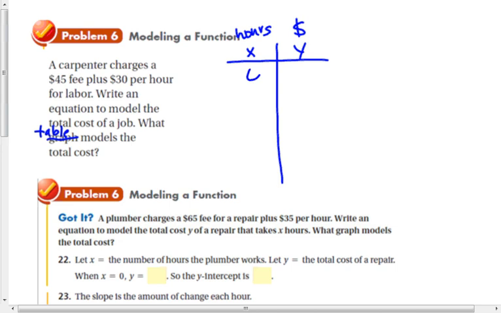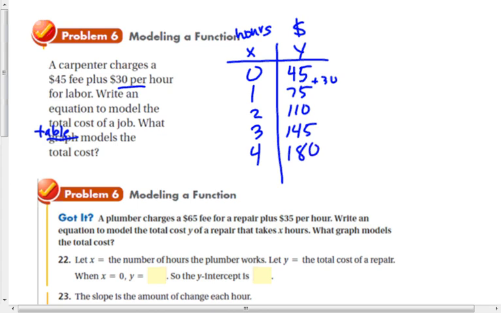And if we work 0 hours, notice we get a $45 fee plus. So anywhere from 0 up to 1 hour, we're going to get the $45. And then every hour we work after that, we get $30 more. So I'm just going to add 30 to this, and that's going to be 75. And I'll keep doing that for every hour. So 75 plus 30 is 105, 135, 165. All right.